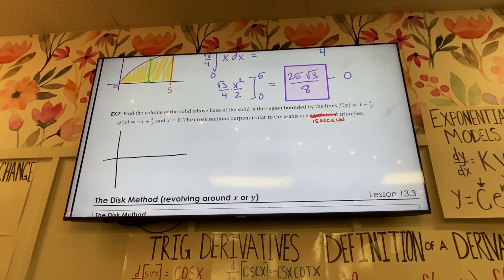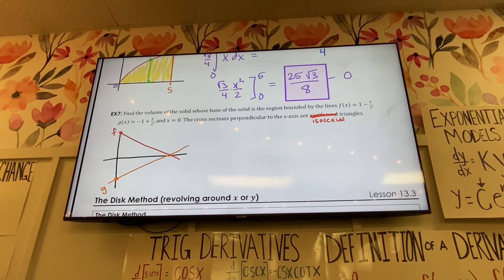All right, so F is 1 minus x over 2. So what would the y-intercept be? 1. And is my slope positive or negative? Negative. So it's going to kind of go something like that. That was a little bit better. All right, and so then for G, what's my y-intercept of G? -1, and my slope is? Positive. So that's going to go something like this. So that one's G, this one's F.